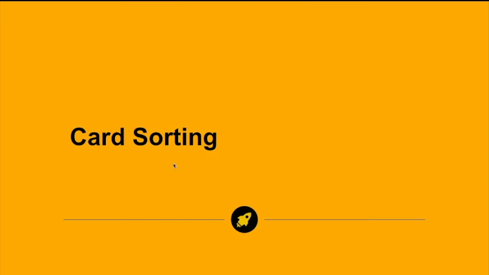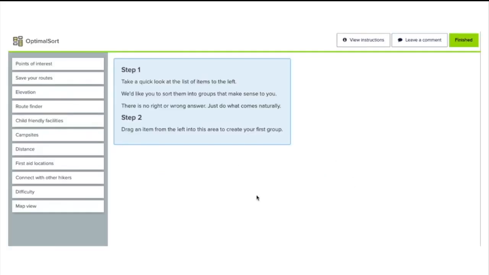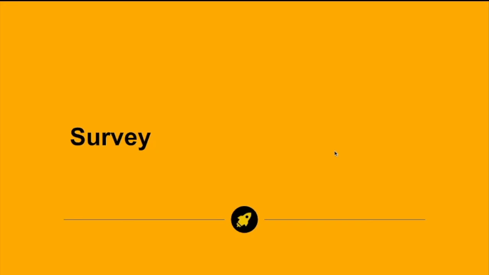As in the previous section for qualitative research, let me go through a few examples on when to best use quantitative research here. For card sorting, which UX Boost has performed a lot of, we have linked to the tool we use for your reference. This is what it looks like.